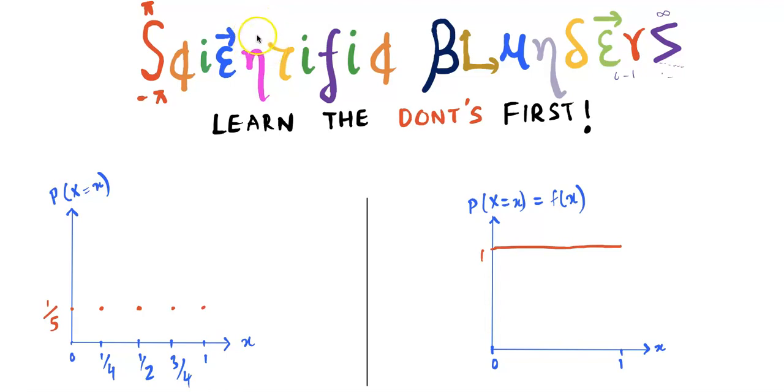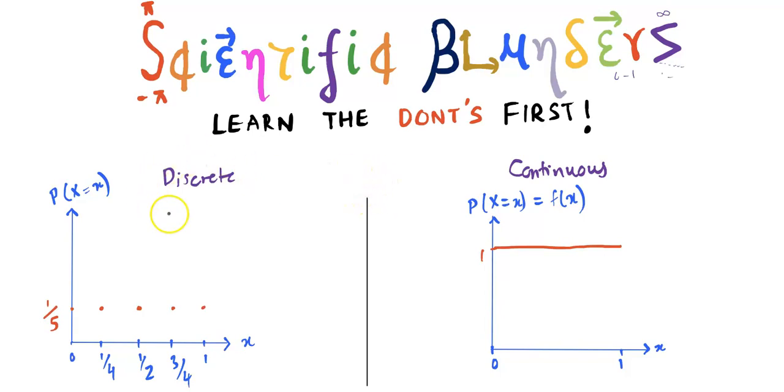Today let's continue our series on probability distributions by going over a problem that will help us understand the difference between discrete and continuous distributions. And I think this is a really important concept because these two types of distributions can be very similar, but there are a few subtle differences.